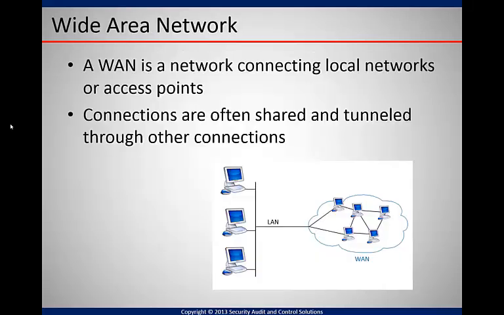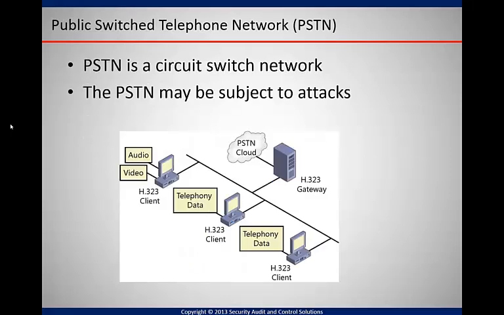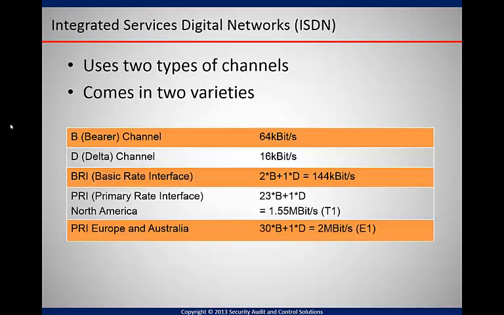Now, a wide area network is a network connecting local area networks or access points. Connections are often shared and tunneled through other connections. Public switched telephone network, PSTN, is a circuit-switched network, and PSTN may be subject to attacks. Integrated Services Digital Networks, or ISDN, use two types of channels and come in two varieties.